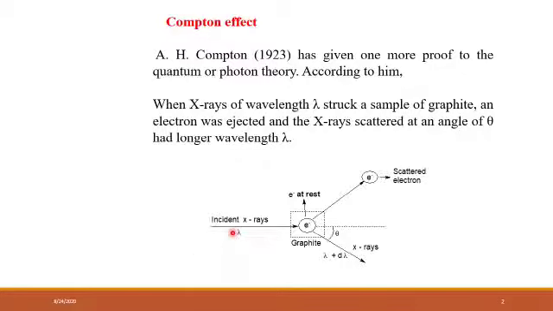So you can see here, the incident X-rays strike the graphite sample. The electron is scattered, and this is the scattered electron. The emerged rays are scattered at an angle of theta, and that emerged X-ray has a longer wavelength, that is lambda plus d lambda. So you can see it clearly in the diagram.